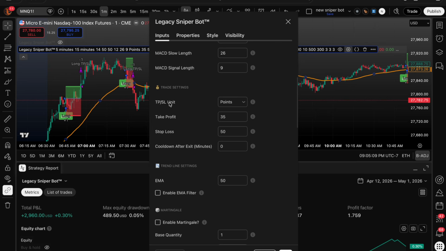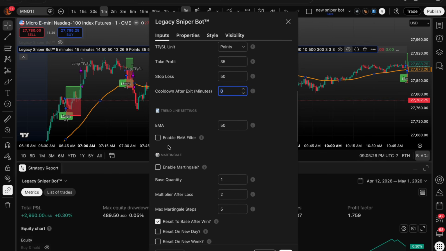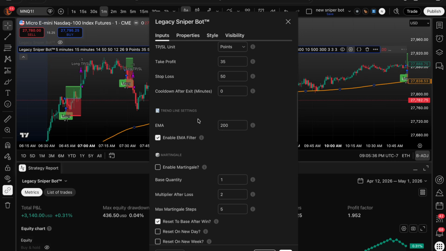And then we have the trade settings. You can choose points, ticks, pips, or money. In this example, we'll just keep it as points, and we're just gonna keep it by default, 35 points for take profit and 50 points for stop loss. And then there's also a cooldown after exit in terms of minutes. We'll keep that by default. And then there's also the EMA trend line. So we're gonna enable the EMA filter, and let's make this 200. Okay, so anything above 200 has to be buys, anything below 200 has to be sells, okay?